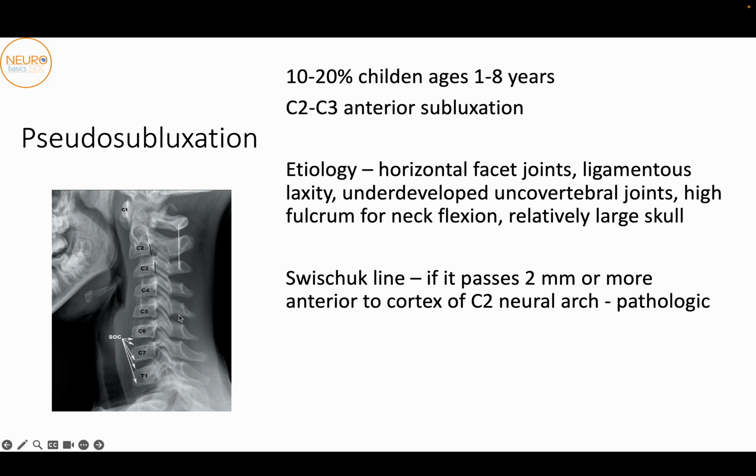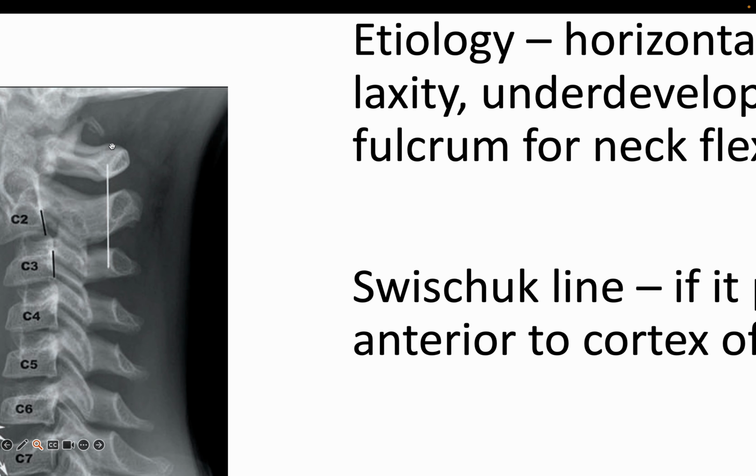So one way you can identify whether this subluxation is actually pathological or not is using something known as the Swischuk line. This is drawn from the anterior border of the posterior neural arches between C1 and C3. If the anterior border of the C2 neural arch lies 2 millimeters or more anterior to this line, then it is pathologic. Up to 2 millimeters is okay, but if it lies more than 2 millimeters anterior, then it is pathologic, right? So you basically have to draw a line. This is the neural arch.